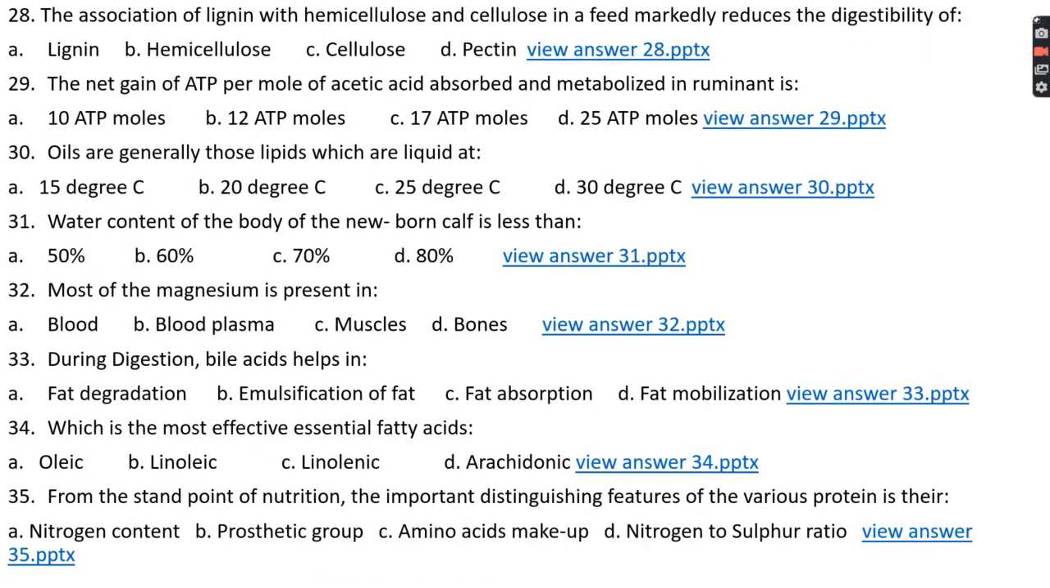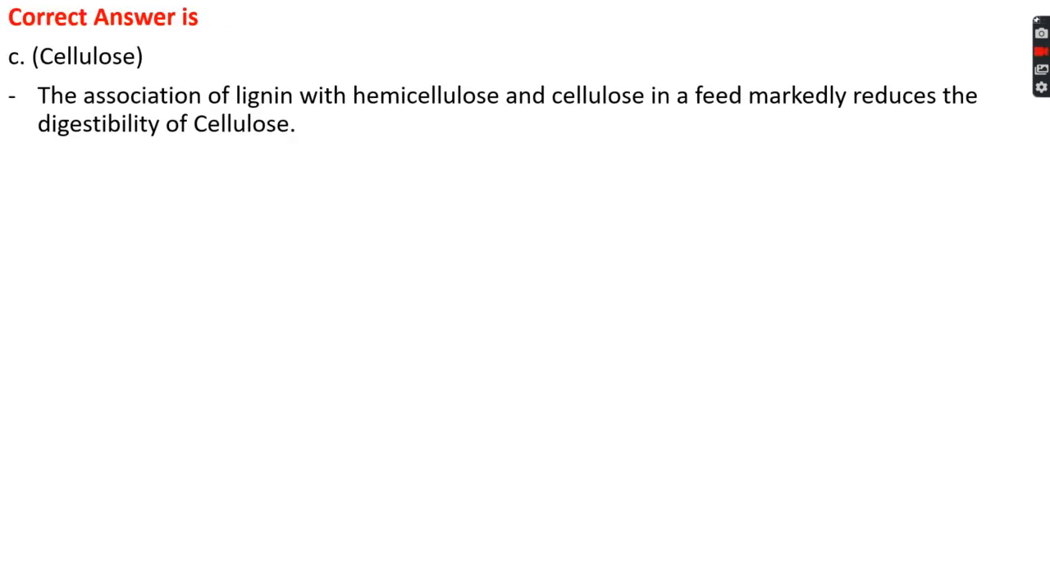Question number 28. The association of lignin with hemicellulose and cellulose in a feed markedly reduces the digestibility of: option A, lignin; option B, hemicellulose; option C, cellulose; option D, pectin. The right answer is cellulose. The association of lignin with hemicellulose and cellulose in a feed markedly reduces the digestibility of cellulose.